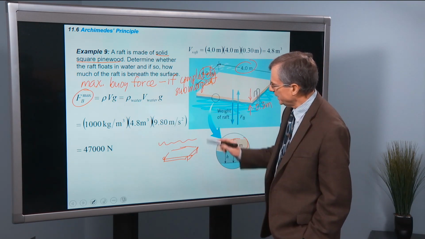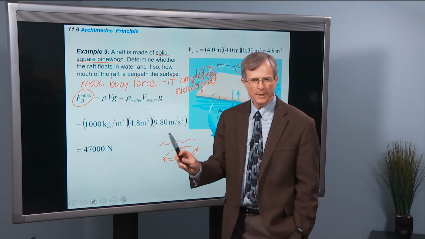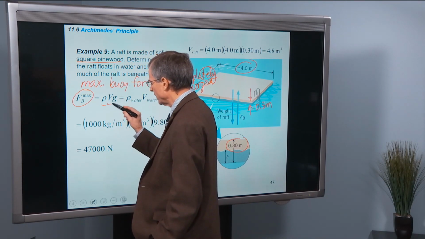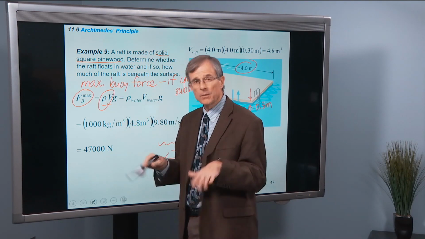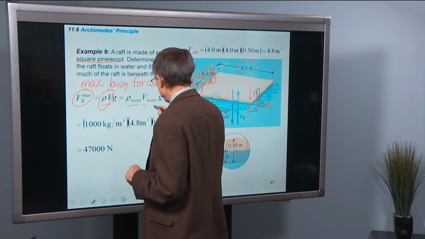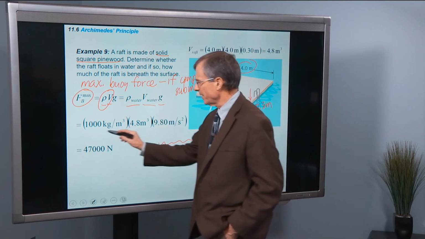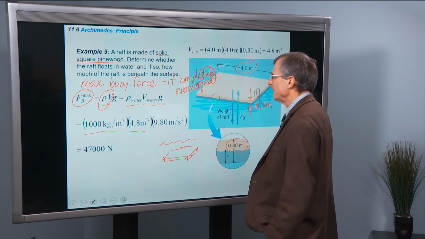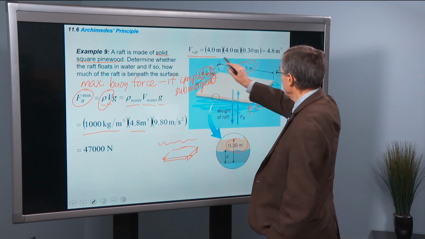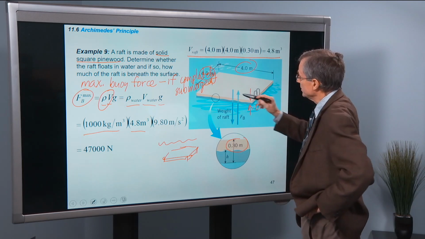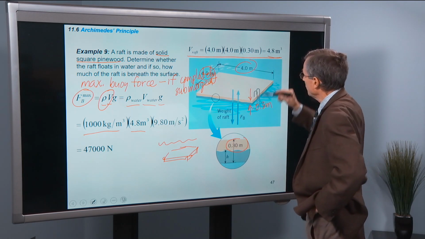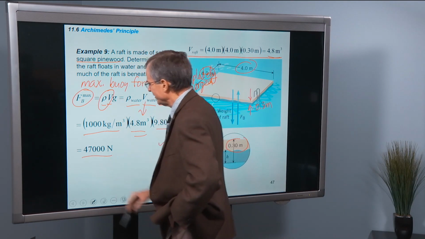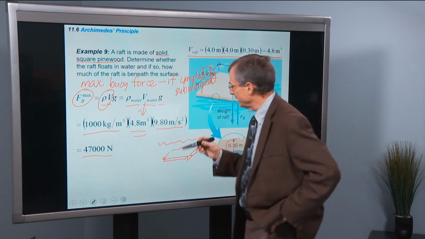Okay? Well, in this case, if it's completely submerged, then this buoyant force will reach its maximum value. And how do we calculate it? It's the density of the water times the volume of the water displaced, the mass of the water displaced, pushed out of the way by that pine wood, times g. Well, density of the water, that's easy. It's 1,000 kilograms per cubic meter. The volume of the water displaced, or volume of the raft, is given by the length, 4 meters, width, 4 meters, height, 0.3, is 4.8 cubic meters. That goes in here, so that's the volume of the water. And then acceleration of gravity. That's 47,000 newtons is the maximum possible buoyant force if it's submerged.